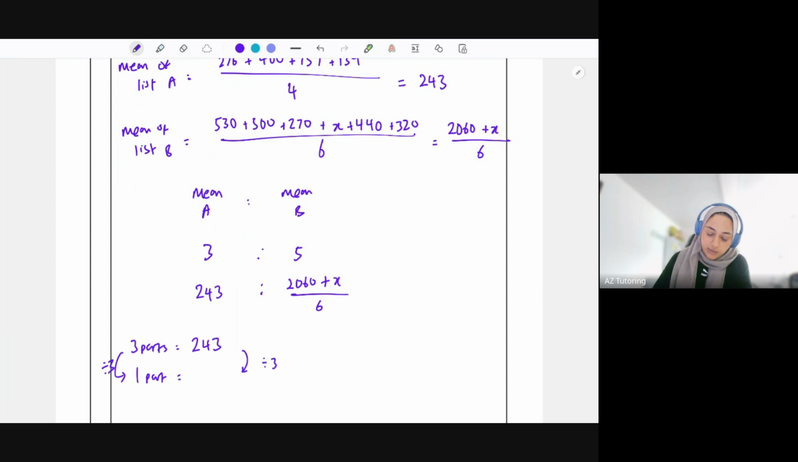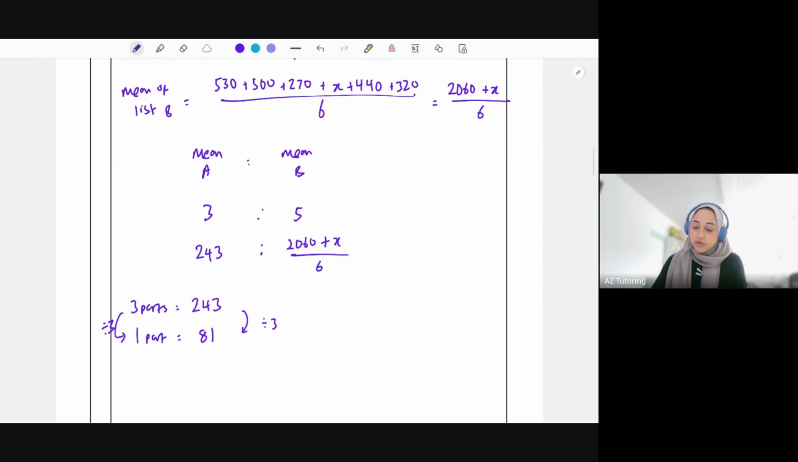So I'm going to divide this side by 3 and I get 81. Now, I don't want 1 part. I want to know what's the value of 5 parts. If I work out the value of 5 parts in comparison to this, I can make it equal to this and then solve for x.